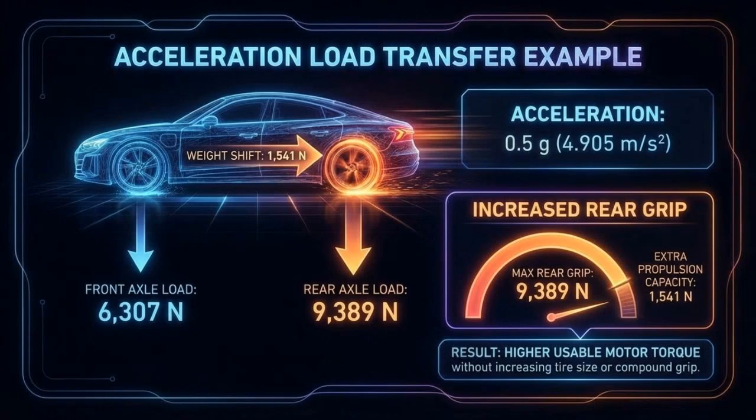Now let us accelerate at 0.5 g, which is 4.905 meters per second squared. This acceleration transfers 1,541 newtons of load from the front axle to the rear axle. The new axle loads become 6,307 newtons at the front and 9,389 newtons at the rear. Because traction equals mu times vertical load, the rear tires can now generate 9,389 newtons of drive force. That is 1,541 newtons more propulsion, created purely by weight transfer, raising usable motor torque without changing tires, rubber, or road grip.